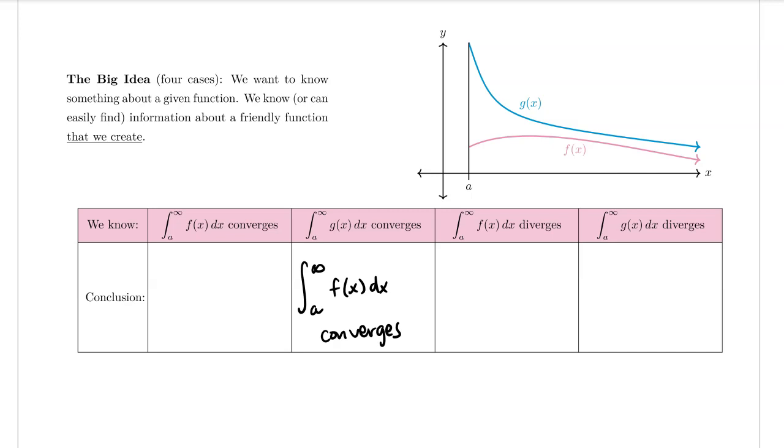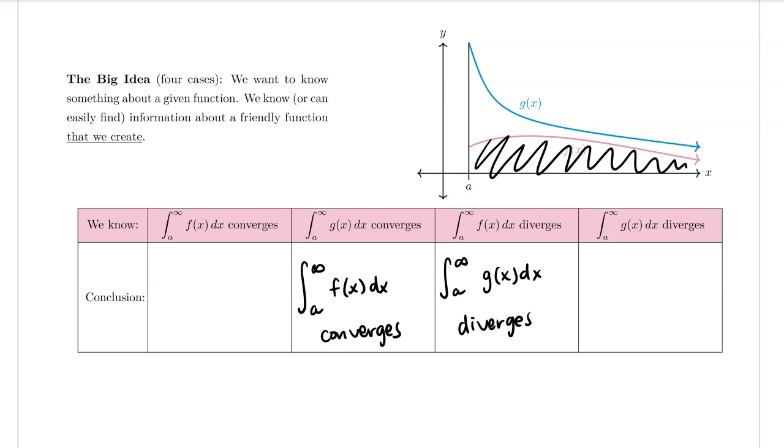Suppose that the integral from a to infinity of f of x dx diverges, so that means that the area under f of x here is infinite. Now, because the area under g of x is more than that, it also has to be infinite, so that means that the integral from a to infinity of g of x dx also diverges. Now, let's move on to the next case.